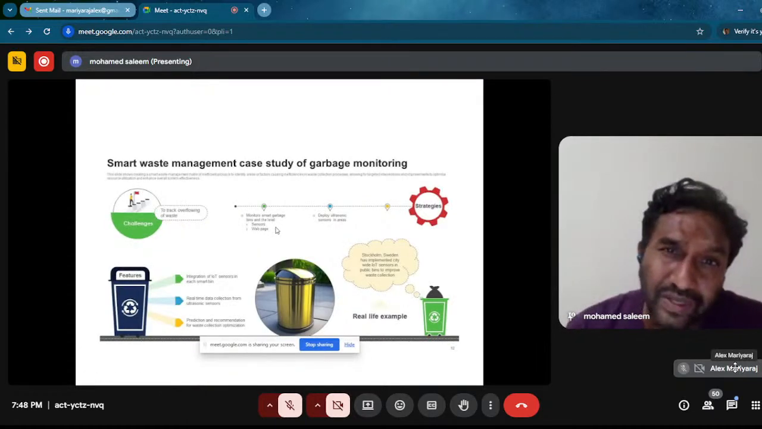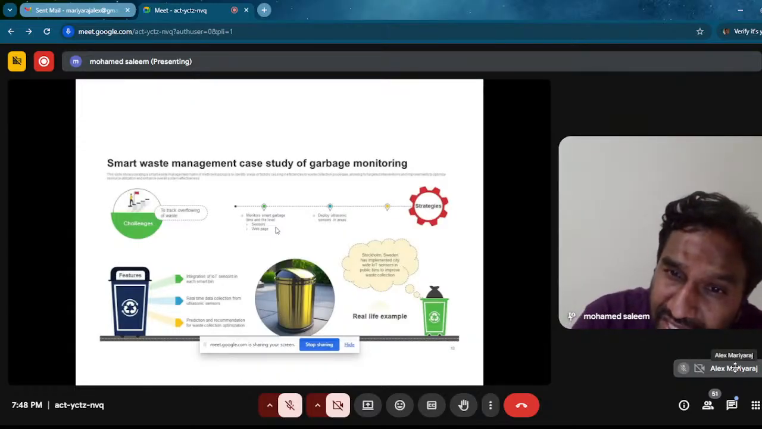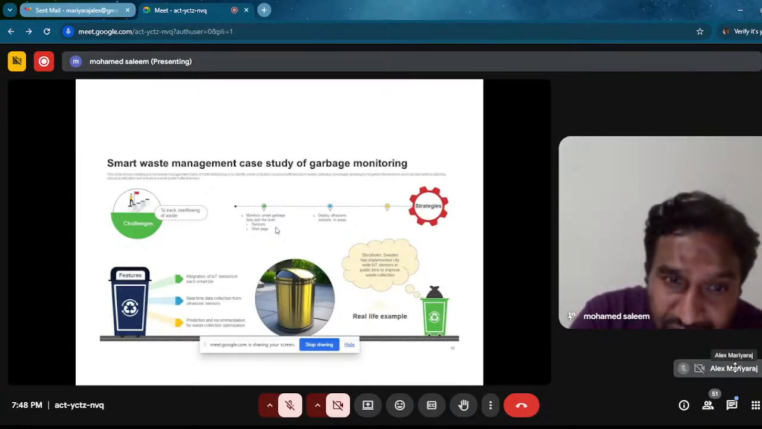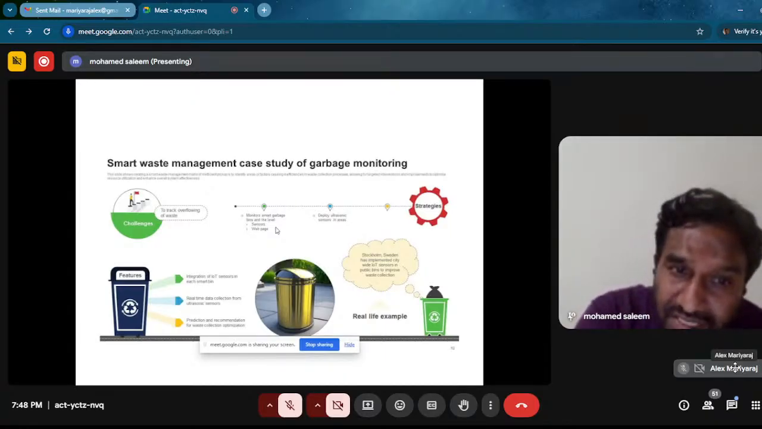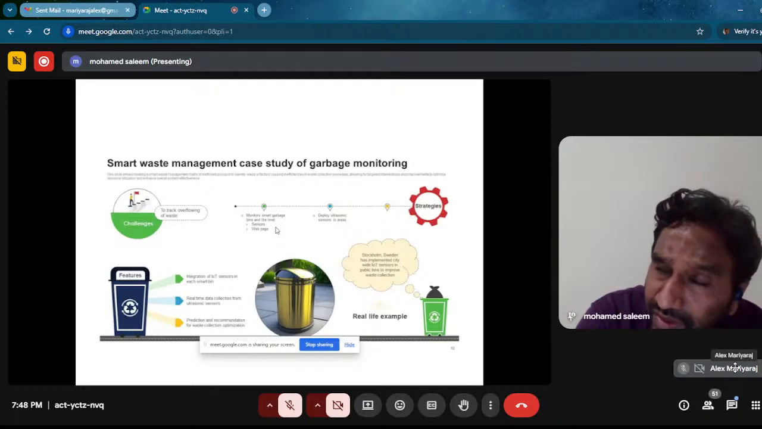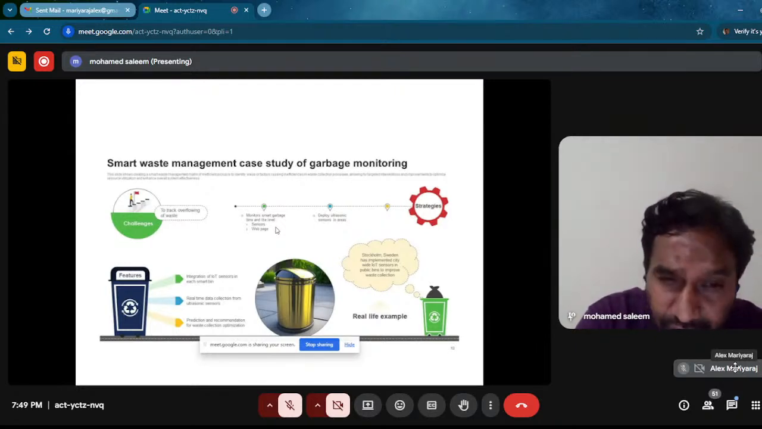For example, if we see the case study on garbage management, like Sweden, they already implemented IoT sensors in public places to improve waste collection in common places. This is the integration of the IoT sensors, and they can have a real-time database like I explained earlier. It will tell you how much collection is done in the individual bins, and also this will optimize the waste collection process.